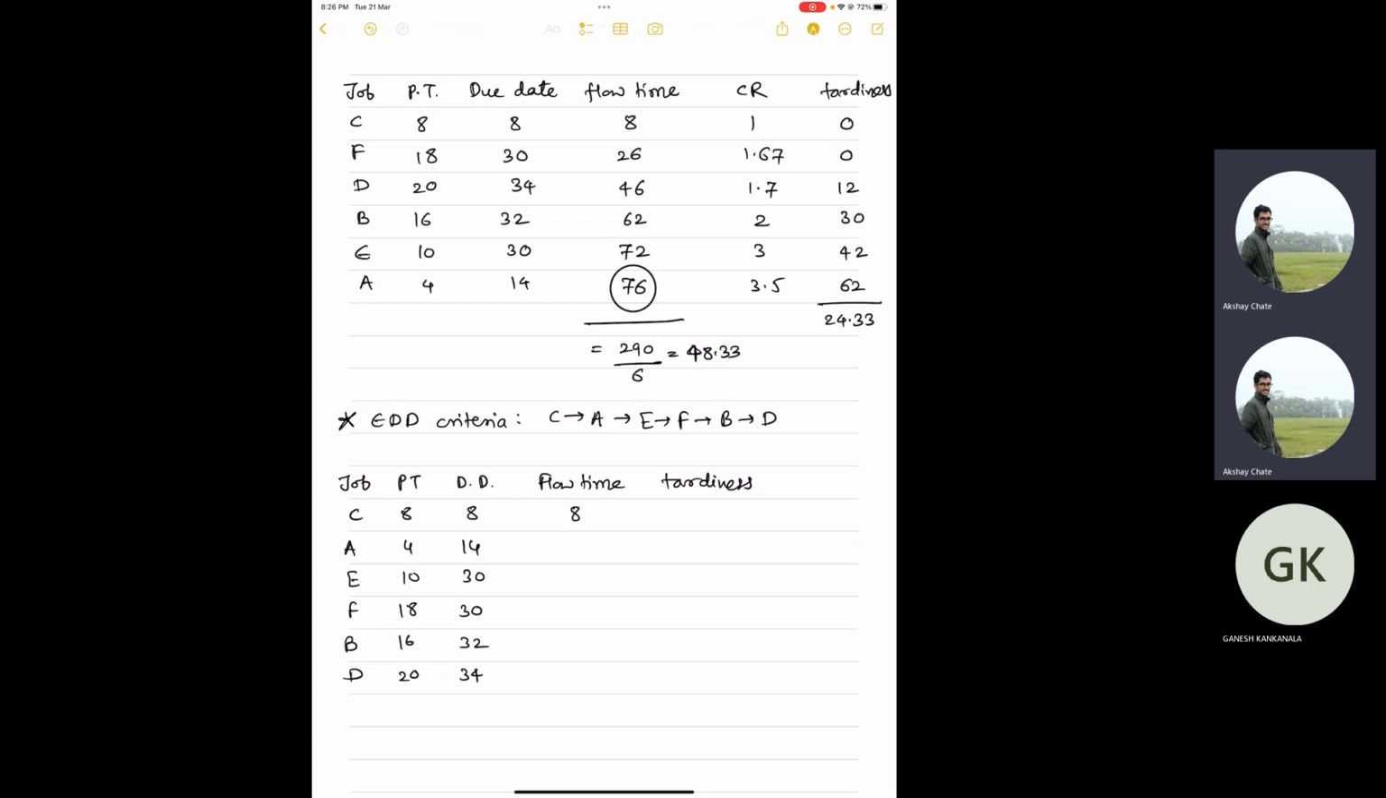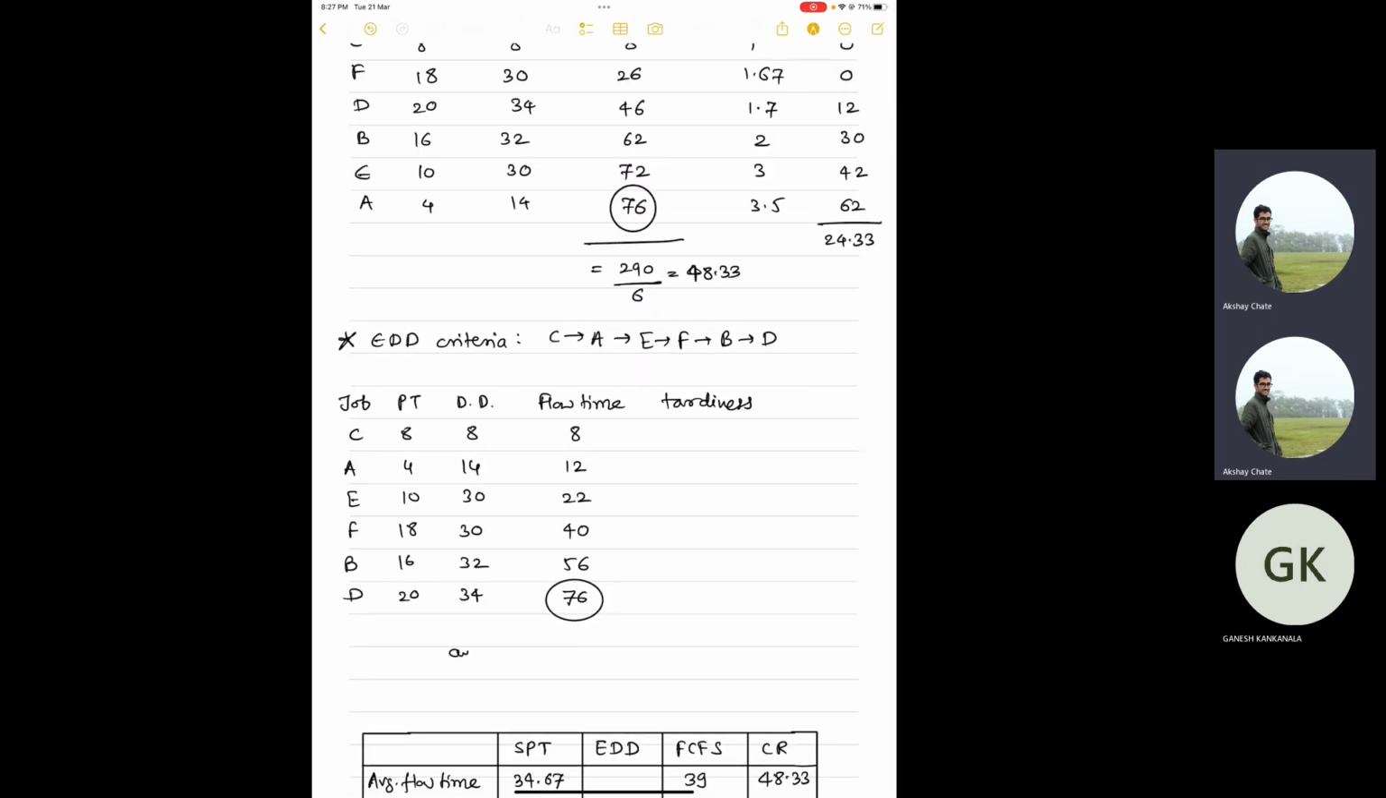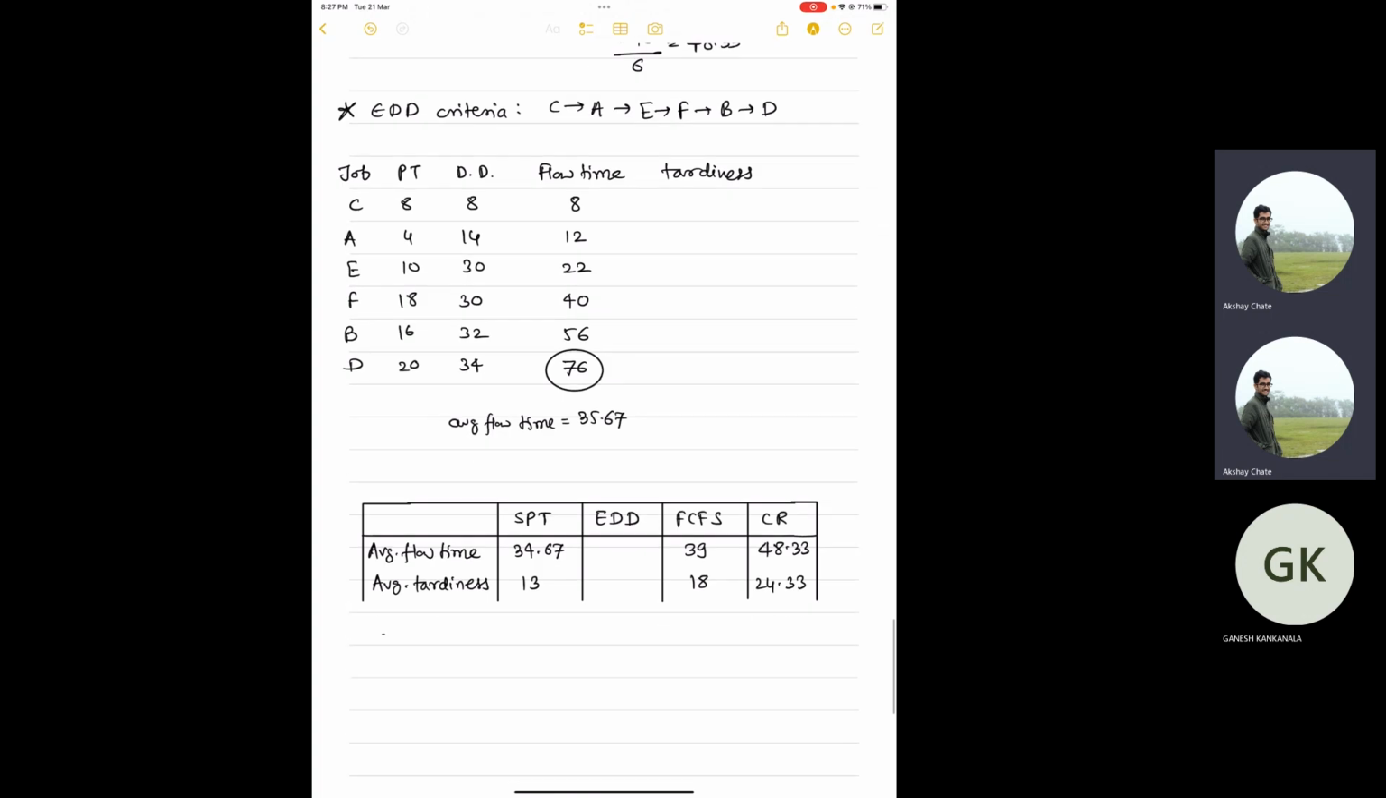We'll calculate the flow time: 8, 12, 22, 40, 56, 76. So we are correct, 76 we are getting. So average flow time is 8 plus 12 plus 22 plus 40 plus 56 plus 76 divided by 6, which is 35.67.